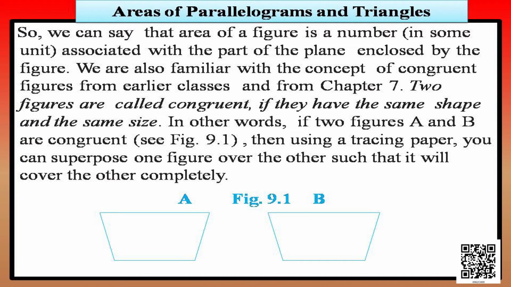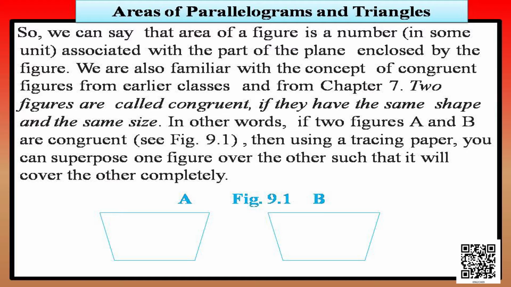We are also familiar with the concept of congruent figures from earlier classes. Two figures are called congruent if they have the same shape and the same size. In other words, if two figures A and B are congruent, then using a tracing paper we can superpose one figure over the other such that it will cover the other completely.